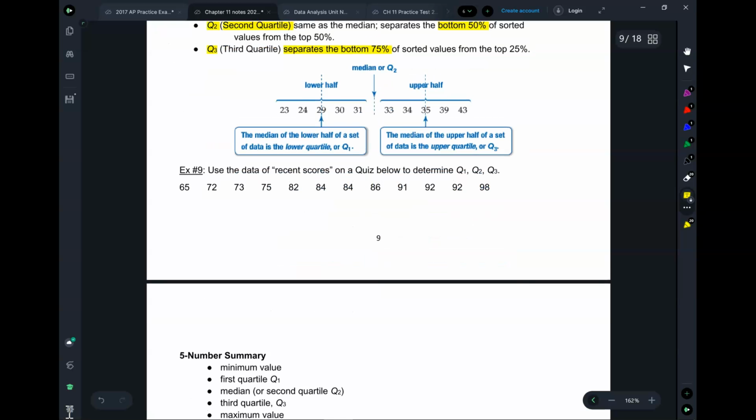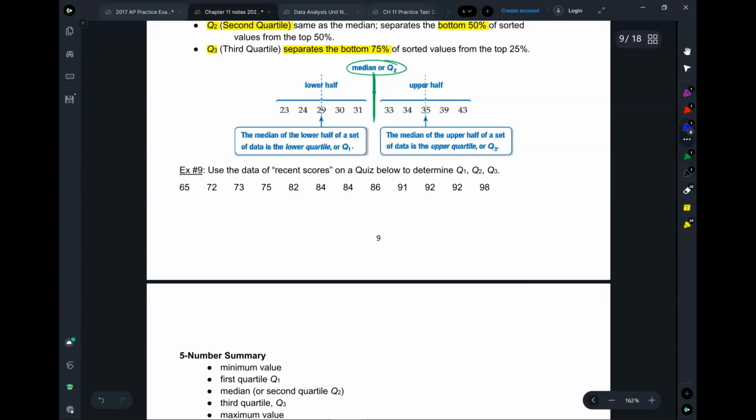Okay, so take a look here. You have some quiz scores here, right? How many quiz scores are there? 1, 2, 3, 4, 8 of them, right? Not number 9, the example over there. So you split it down the middle. That's the median, or Q2. Now what I have is that median, the green line, it separated the test scores into 2 equal parts.